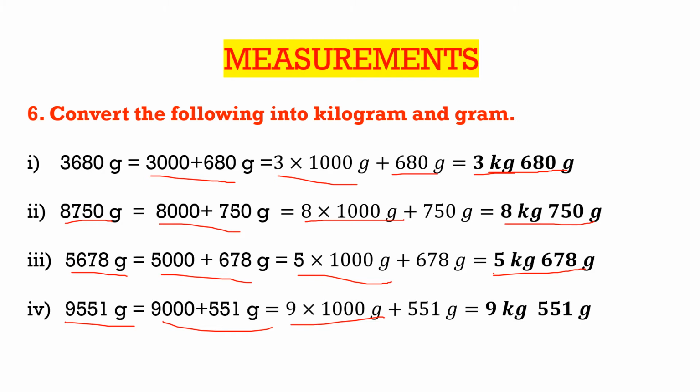gram plus 551 gram, and we know 1000 gram is 1 kilogram, 1 kg. 9 multiplied by 1000 gram is 9 multiplied by 1 kg, equal to 9 kg. 9 kg and 551 gram. So we get 9551 gram equals 9 kg 551 gram.